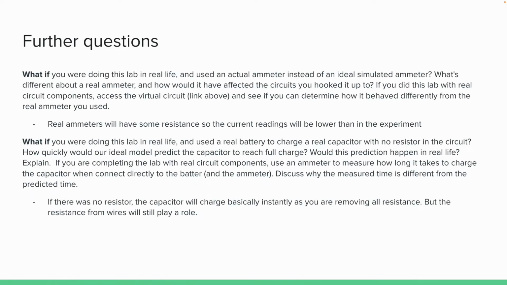If we were doing this lab in real life, the real ammeters would have some resistance. This would contribute to the current readings being lower than in the experiment, because as we increase resistance, our current is going to be smaller.